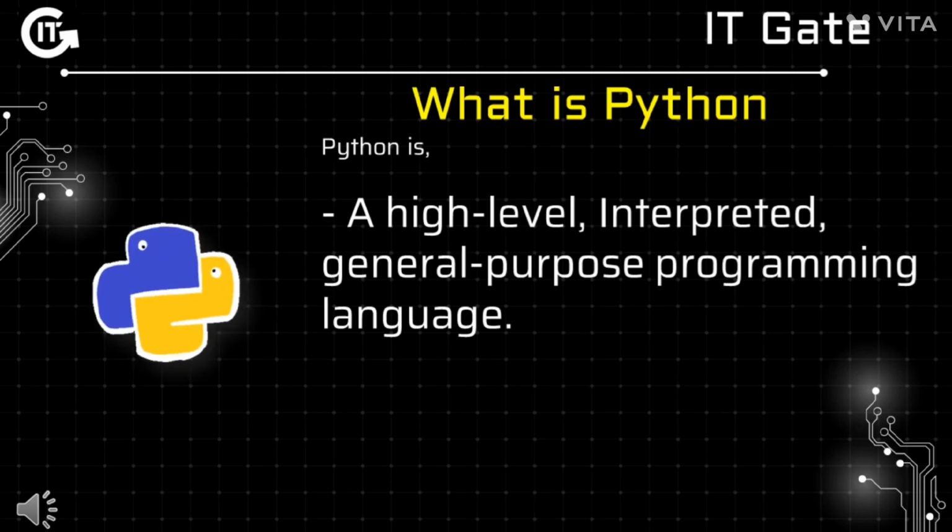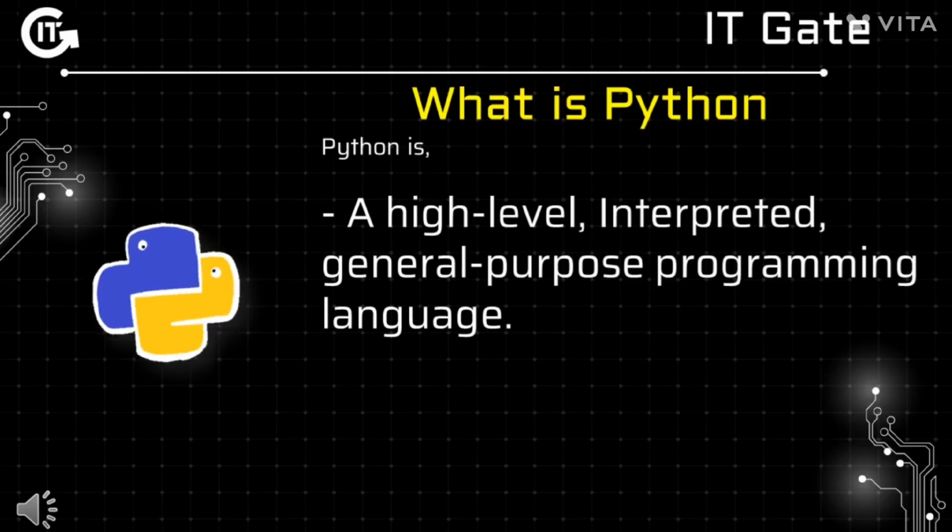High-level means Python is written in a way that is easy for humans to read and understand. You don't need to manage memory or hardware details, Python takes care of that. For example, instead of writing 10 lines in C or Java, you can do it in 2 or 3 lines in Python. The second thing is interpreted.